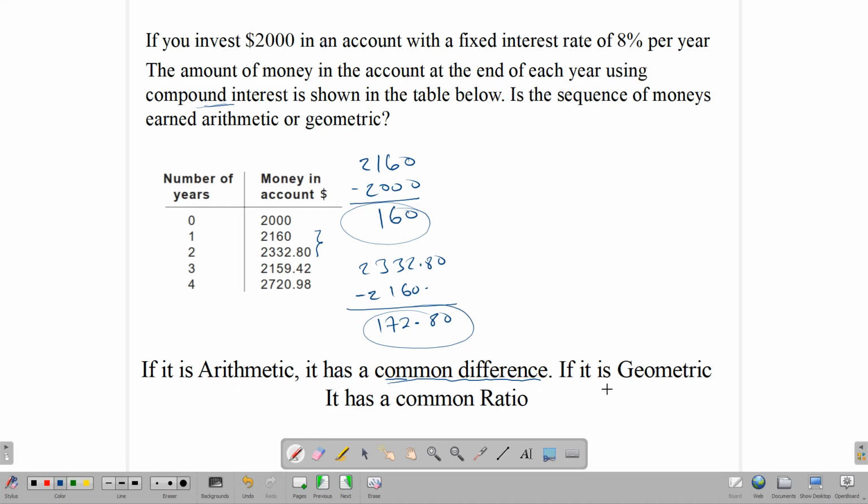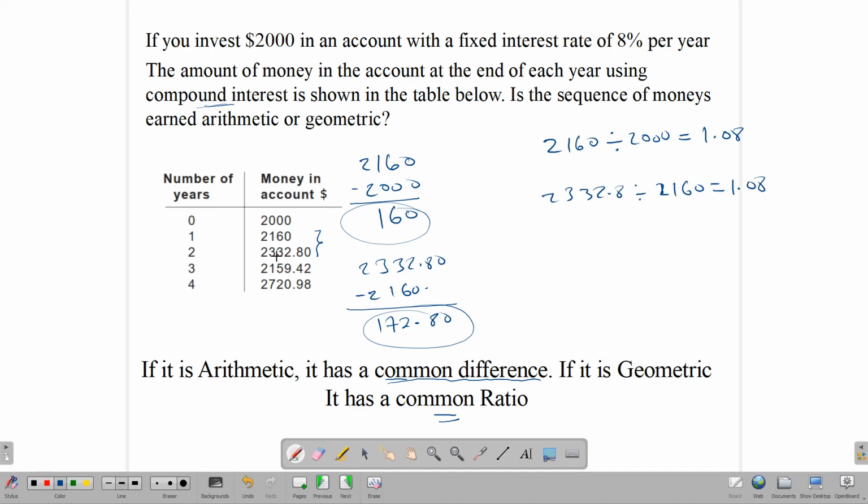Now, if it is geometric, it has what we call a common ratio. How do we find the common ratio? We find the common ratio by dividing consecutive pairs of terms. So we take 2160 and we divide it by 2000. Once you do that division by punching it into your calculator, you get 1.08. Taking the other pair of terms, 2332.8 divided by 2160, and of course, when you punch that in again, you're going to get the same number, 1.08.